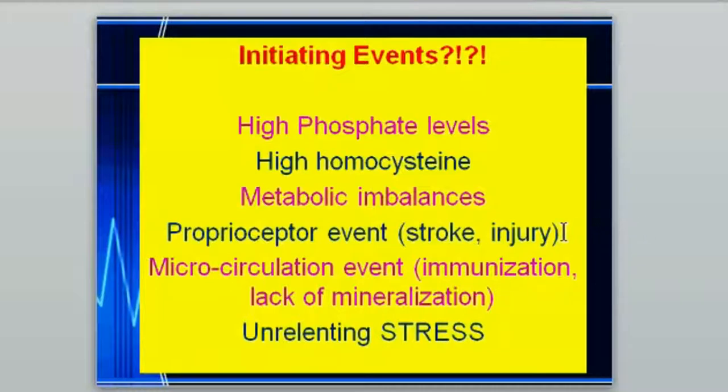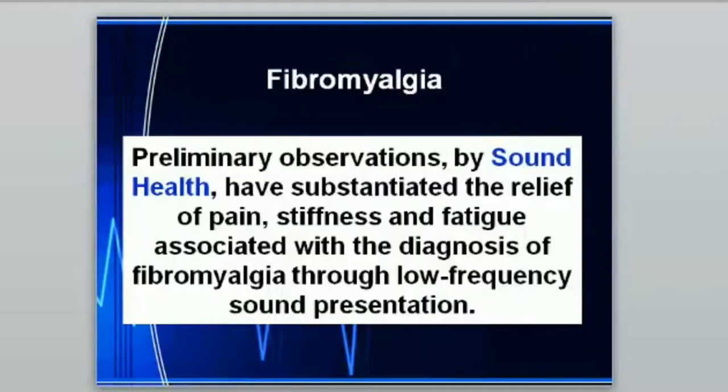Proprioceptive events like a stroke in that part of your brain which you don't know where your body parts are. I know when I had a stroke about 10 years ago, I didn't know where my foot and leg was. I could see it, but I couldn't feel where it was. It is just a tremendously traumatic event. And so that and the stress. Metabolic imbalances, going back to the Krebs cycle and the methylation mapping. I'm trying to move through these quickly.